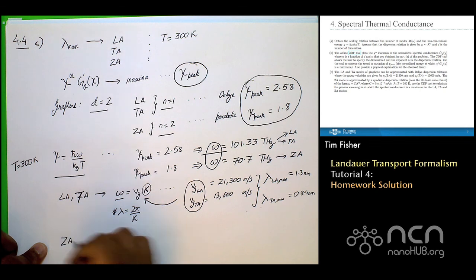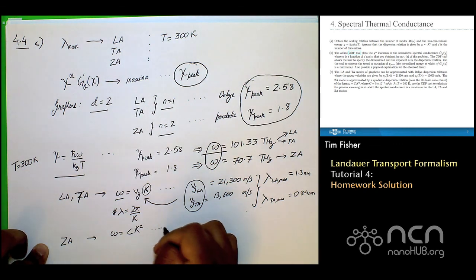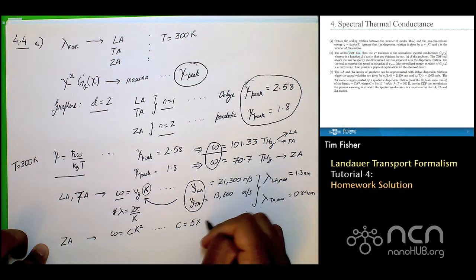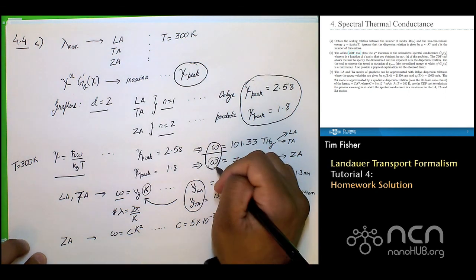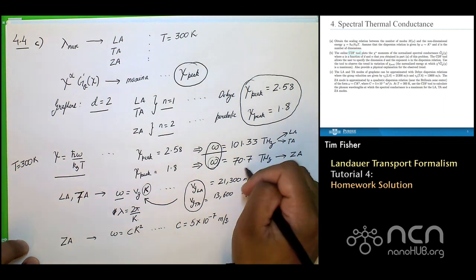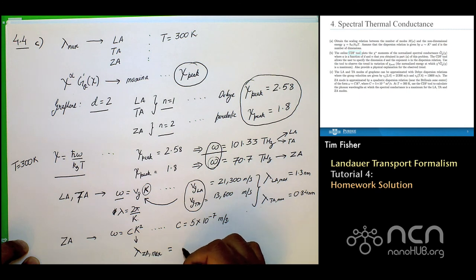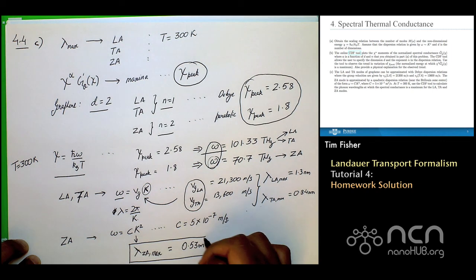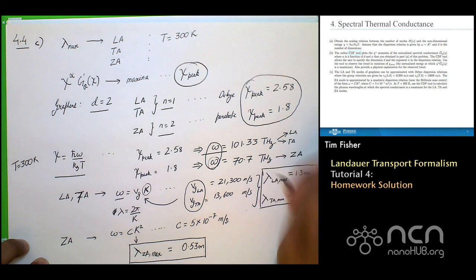Now if we talk about the ZA mode, the ZA mode is given by omega equals C multiplied by k squared, where the value of C is 5 times 10 to the power minus 7 meters squared per second. We know the frequency for which we observe a peaking in the ZA mode, that's 70.7 terahertz. So we can find the value of the wave vector and therefore the wavelength which will result in a peaking in the ZA mode. I'll denote that wavelength as lambda ZA max, and that value comes out to be 0.53 nanometers. I will highlight the final results. And these are the values we were looking for in the third part of the fourth problem. Thank you.